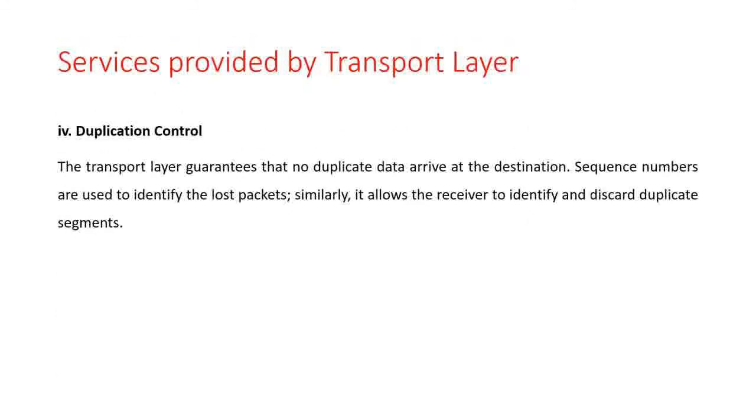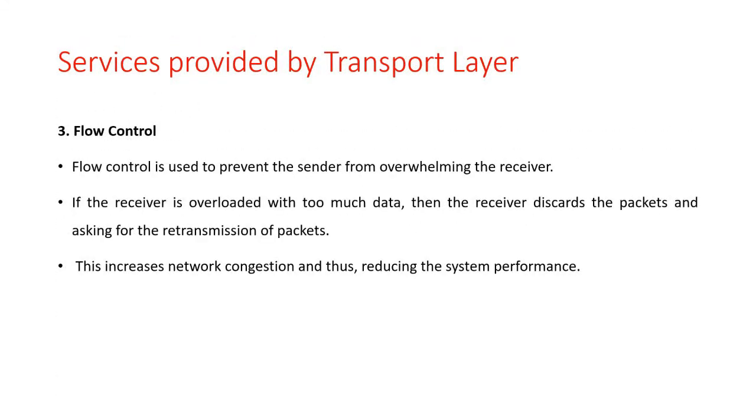Okay. The next service provided by the transport layer is flow control. Flow control is used to prevent the sender from overwhelming the receiver. If the receiver is overloaded with too much data, then the receiver discards the packet and asks for retransmission of the packet. If the sender sends packets to the receiver side, sometimes the data is overloaded.